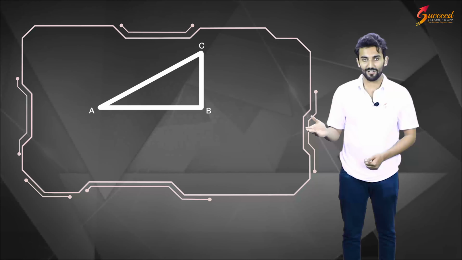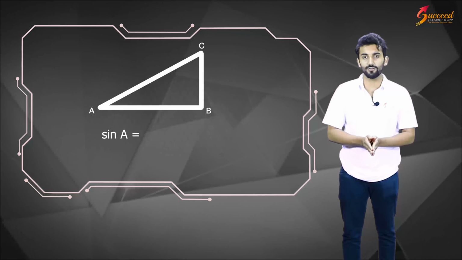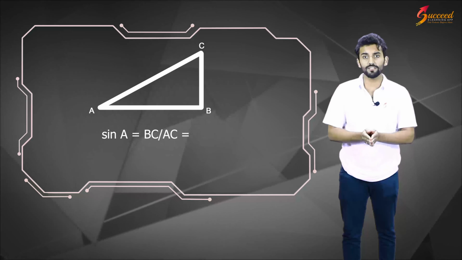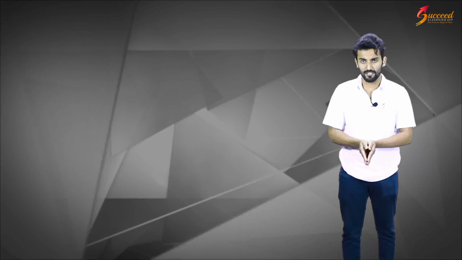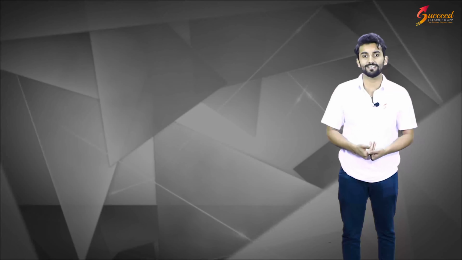Let us draw a right angle triangle. Now, we know that sin A is equal to BC by AC, which is equal to opposite by hypotenuse, which is equal to 3 by 5. We have already learnt the Pythagoras theorem in the previous lesson. By using it, we will find the other unknown side AB.